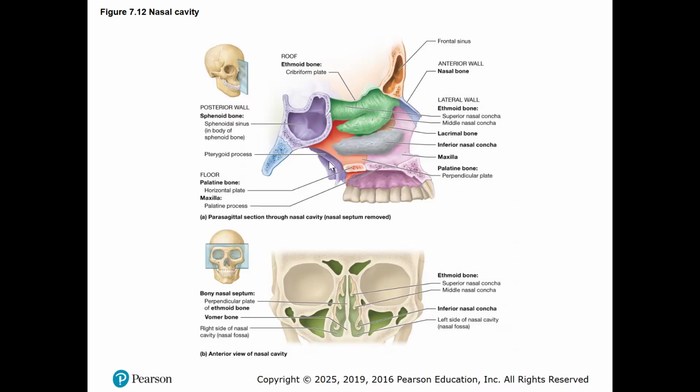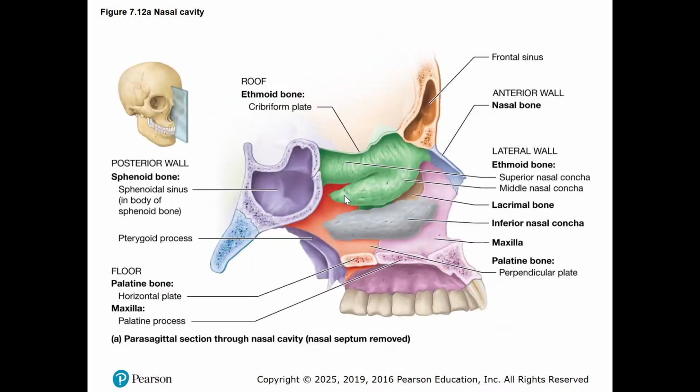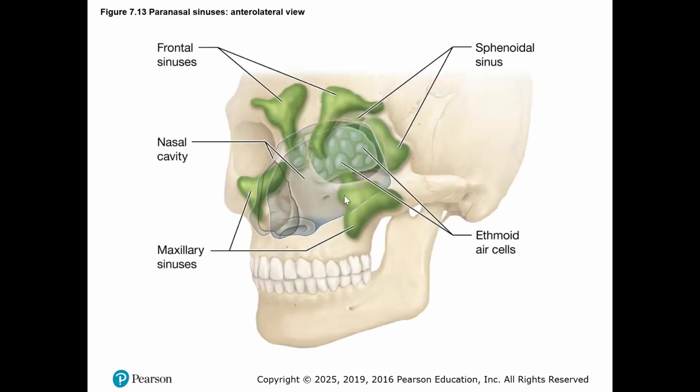Because everybody's cranium is shaped a little bit differently, the connection here and the shape of your sinuses helps to make your voice unique. All right, and you see those here, the different sinuses and concha. Frontal sinuses, sphenoid sinus, nasal cavity.